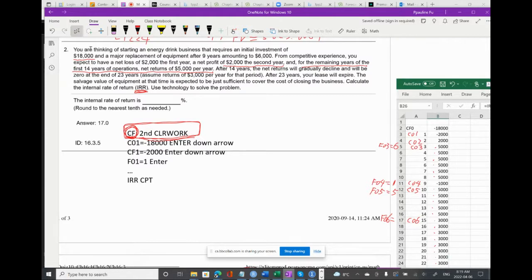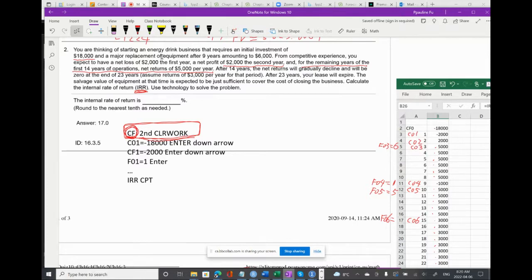Question 2. You are thinking of starting an energy drink that requires an initial investment of $18,000. So initial investment means this is cash out. You need this amount of money. So negative 18,000 is the initial investment. We use CF0, cash flow 0. Okay, this is negative 18,000.